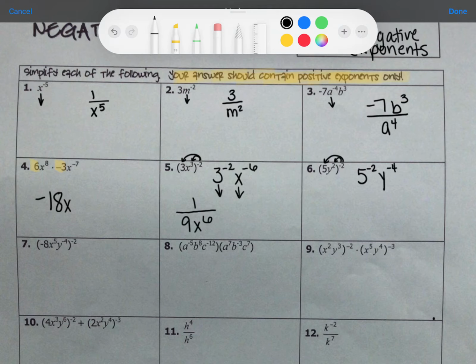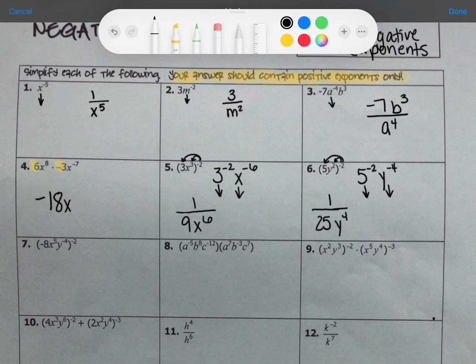Can I leave it like this? No. Negative exponent moves. Draw your fraction line. 5 squared goes to the bottom. What is 5 squared? That's right, 25. So I'm going to make that a 25. Y goes to the bottom and becomes a +4th power. Need a placeholder on top. What do I put? 1.